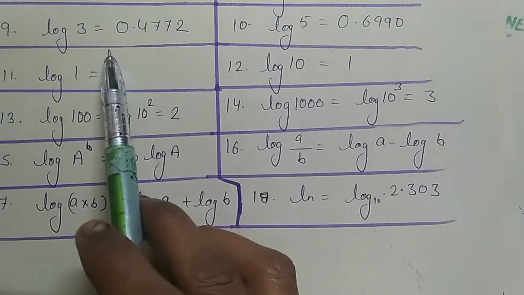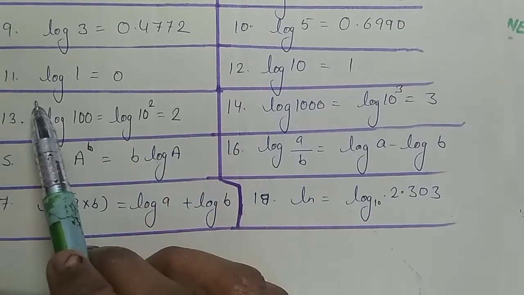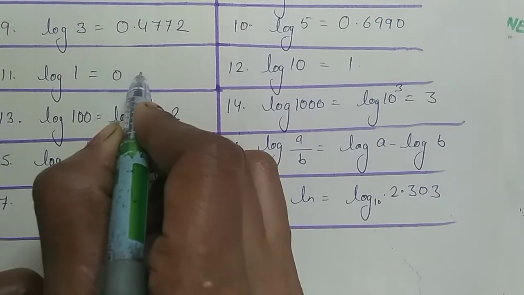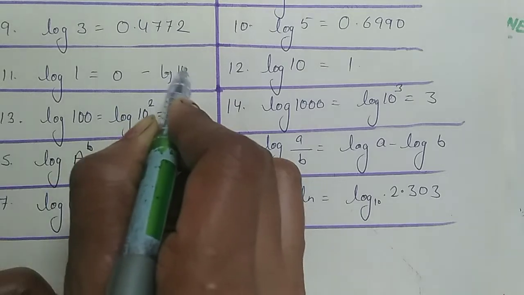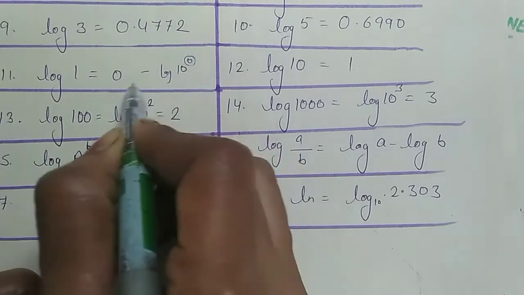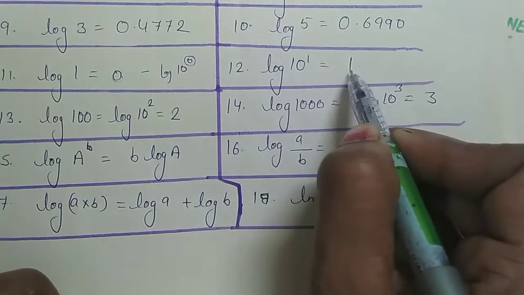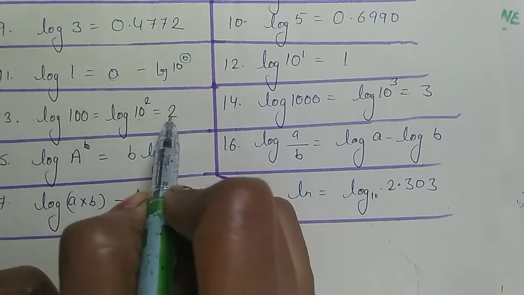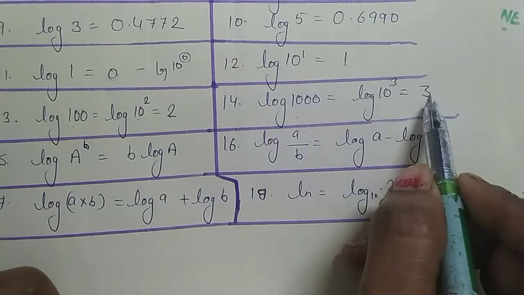Log 3 is equal to 0.4772. Log 1 is equal to 0. Actually, log 1 is equal to 0 because log 1 means log 10 to the power 0. The power is 0, so the value is 0. Log 10 means log 10 to the power 1, the value is 1. Log 100 means log 10 to the power 2, so the value is 2. Log 1000 means log 10 to the power 3, and the value is 3.